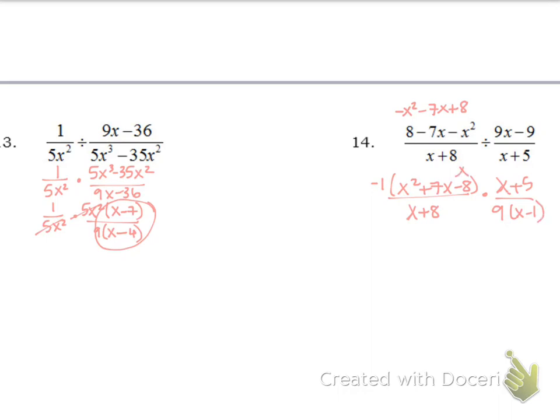Now we can factor. Multiplies to -8, adds to 7, is going to be 8 and -1. And now we could write it as a big fraction bar. We can cancel these, we can cancel these. So I've got -1 times x plus 5 over 9 left.